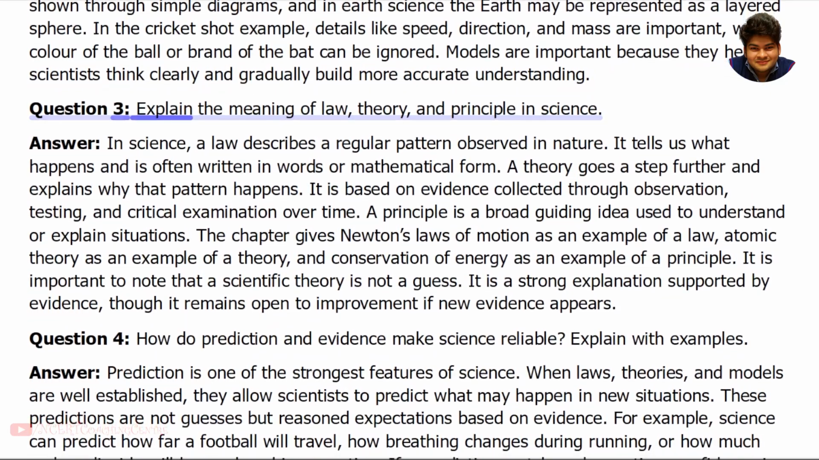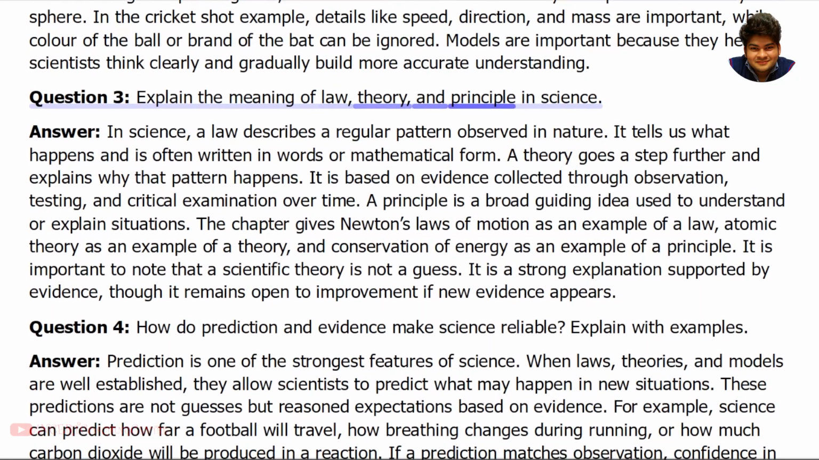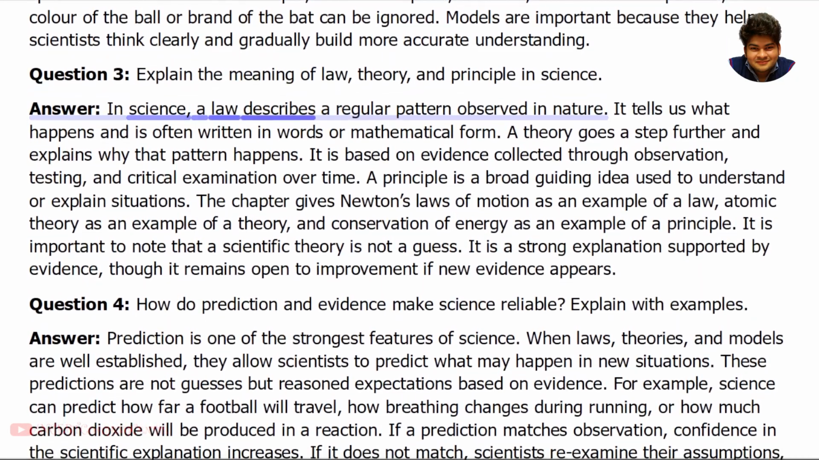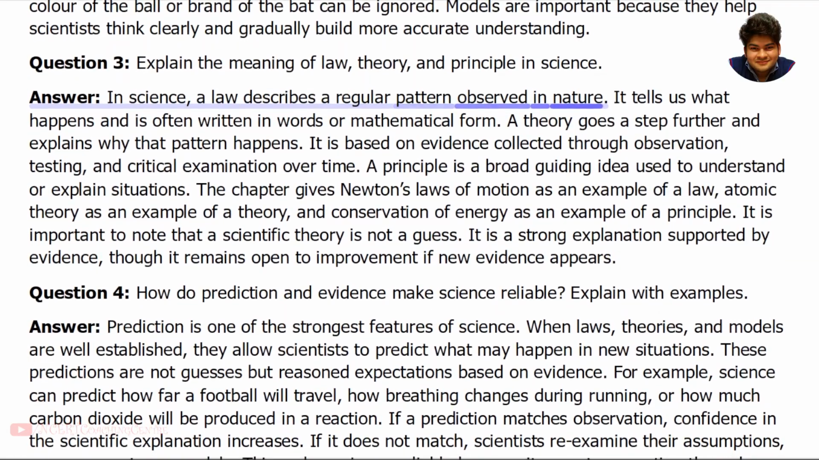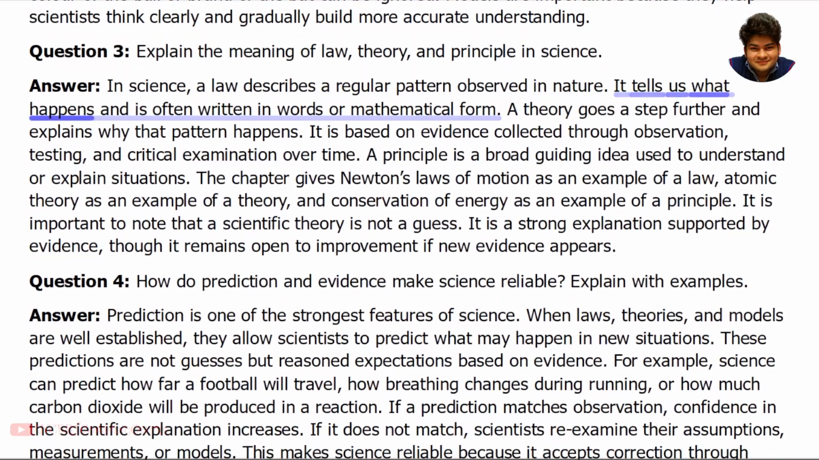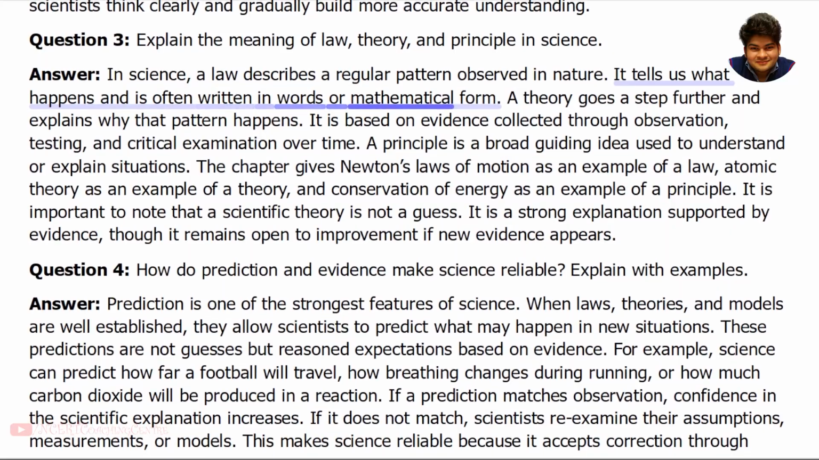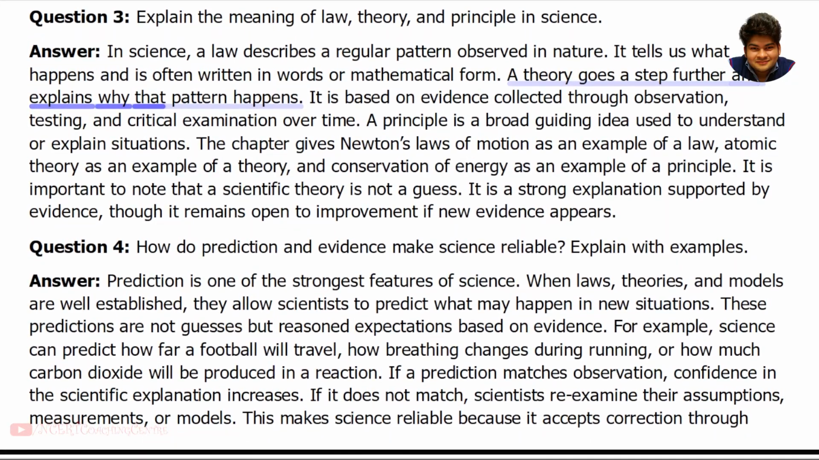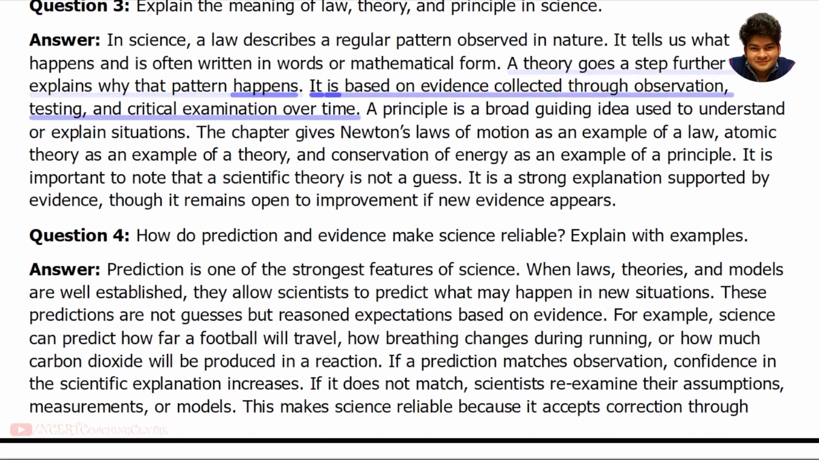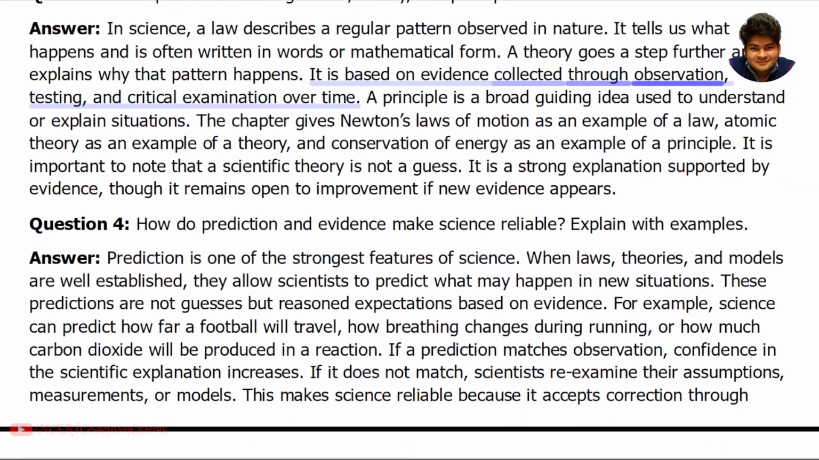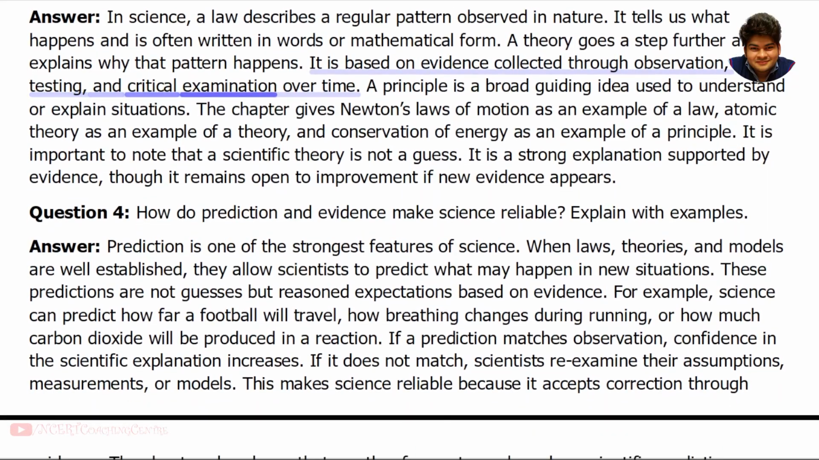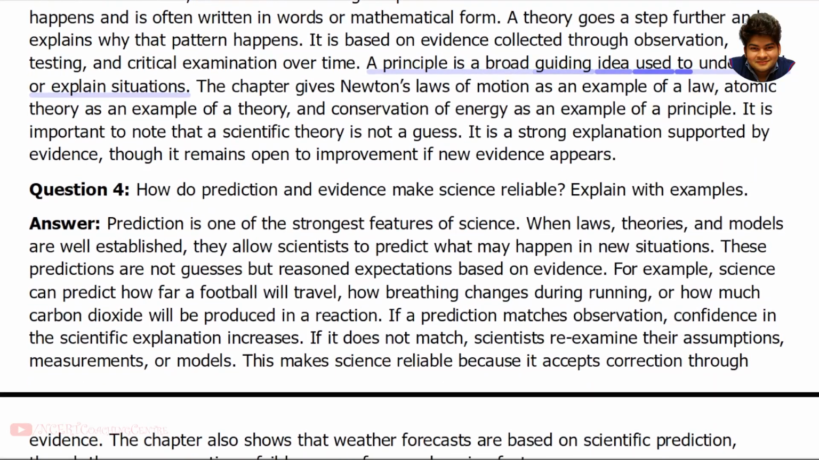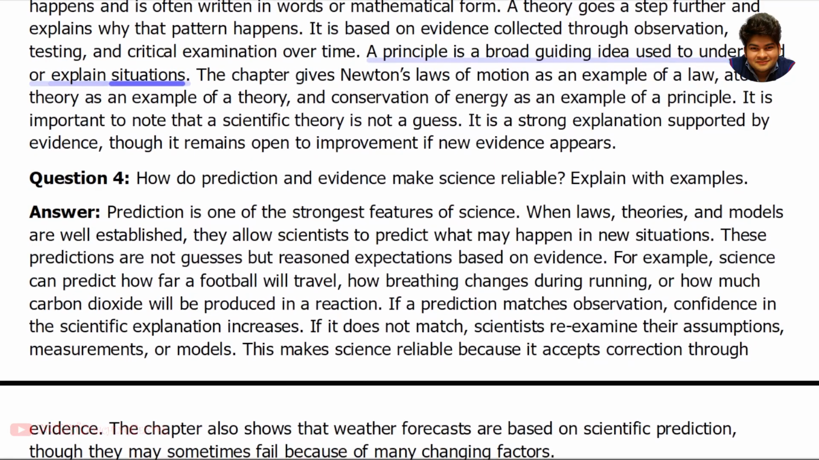Question 3. Explain the meaning of law, theory, and principle in science. Answer: in science, a law describes a regular pattern observed in nature. It tells us what happens and is often written in words or mathematical form. A theory goes a step further and explains why that pattern happens. It is based on evidence collected through observation, testing, and critical examination over time. A principle is a broad guiding idea used to understand or explain situations.